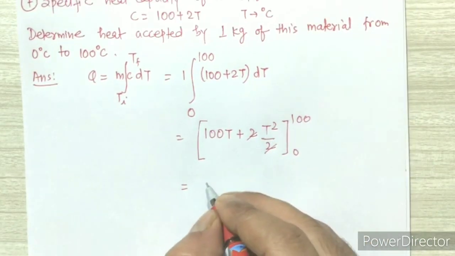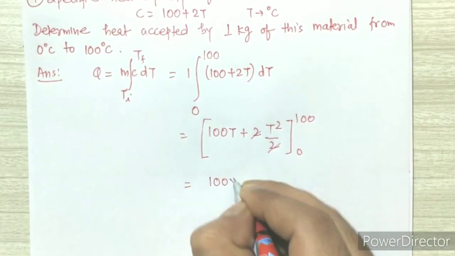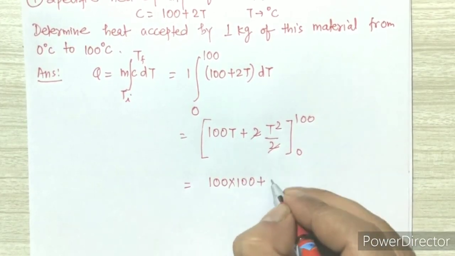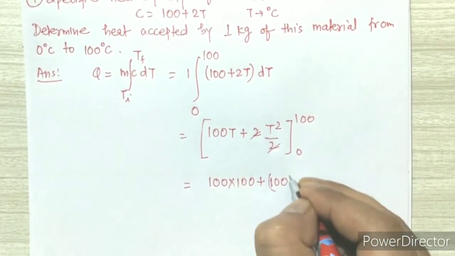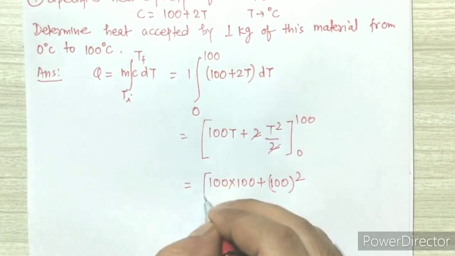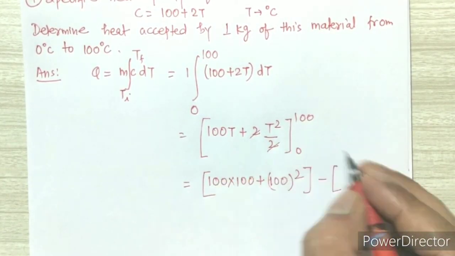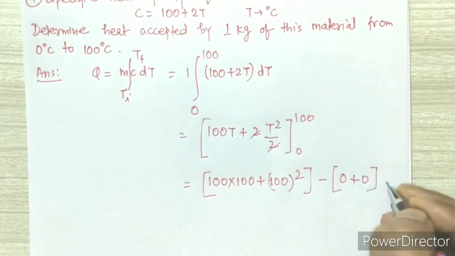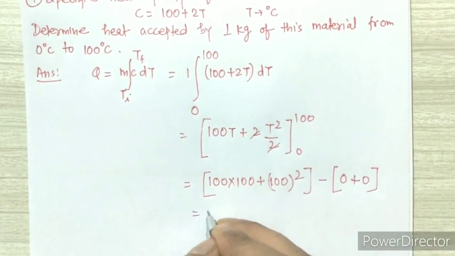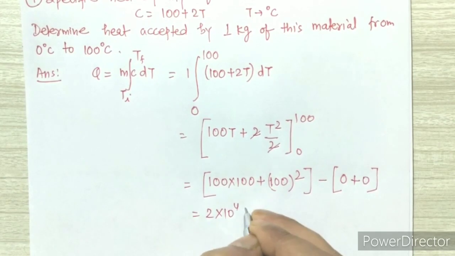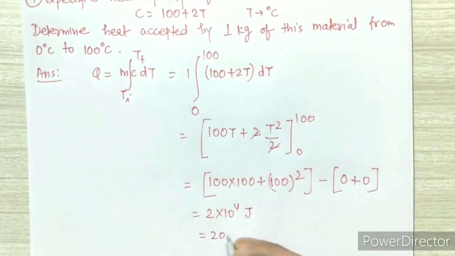Now put the upper limit and then the lower limit. So it will become 100 into 100 plus 100 square. Now put the lower limit. In place of T put 0. So it will become 0 plus 0. If we simplify this, it will come out to be 2 into 10 to the power 4 joule, or 20 kilojoule.